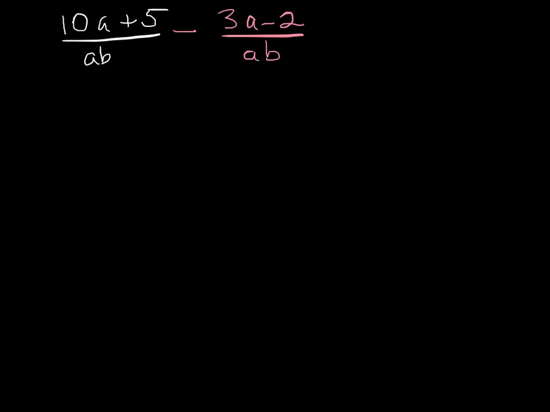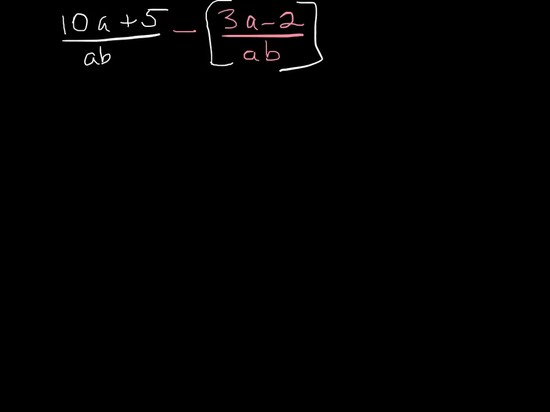Okay, so now let's look at an example where we're subtracting rational expressions, and again they're going to have the same denominator. So I've got 10a plus 5, that's divided by a times b, minus 3a minus 2, and that's all over ab. Okay, so notice we've got that subtraction sign, and it's subtracting this whole expression here, 3a minus 2 over ab.